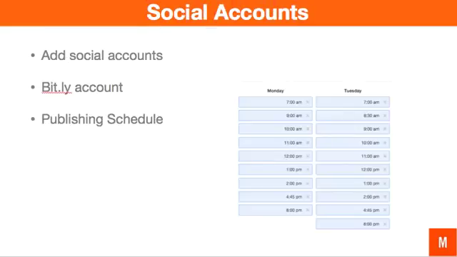Then moving on to social accounts. So over here you obviously add the various Facebook, Twitter, Google+, and so on accounts. You can also set up your own personal Bitly account. So if you want your own vanity URL in your social media updates, this is where you do it. And then also lastly is your publishing schedule. So when you publish from HubSpot, what times of day do you want HubSpot to recommend?